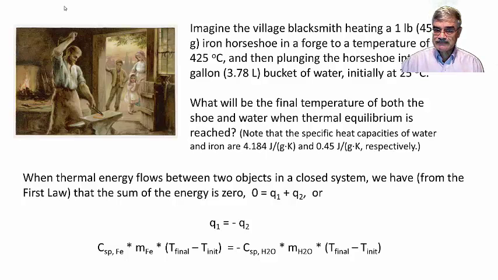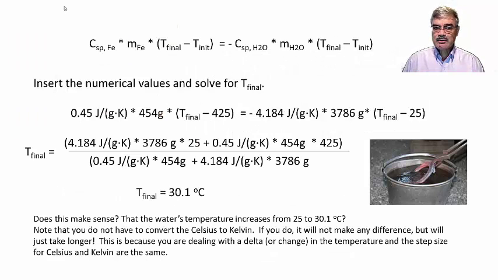Let's look at the next slide. This is the equation again: the specific heat of iron times the mass of iron times T final minus T initial is equal to minus the specific heat of water times the mass of water times, in parentheses, the final temperature minus the initial temperature.